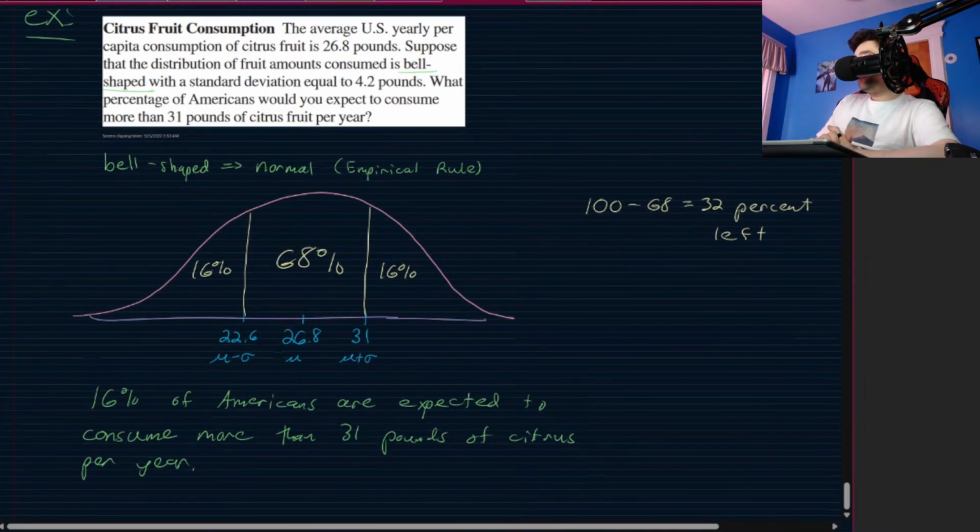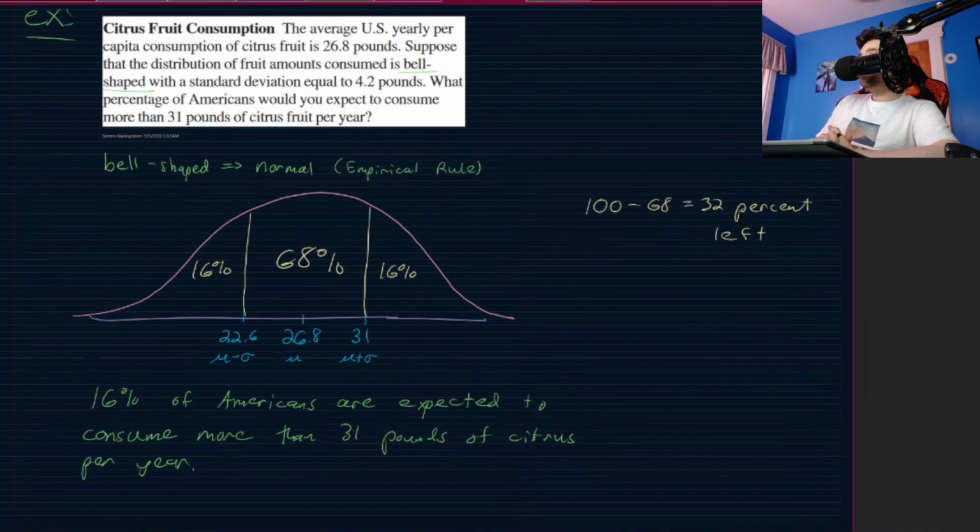If it had a different number here, we only know the empirical rule, so they would only be using numbers with exact standard deviations. So maybe they said, how many would you expect to consume less than 22.6 pounds? That would still be 16%, right? That would be the left side of the tail.